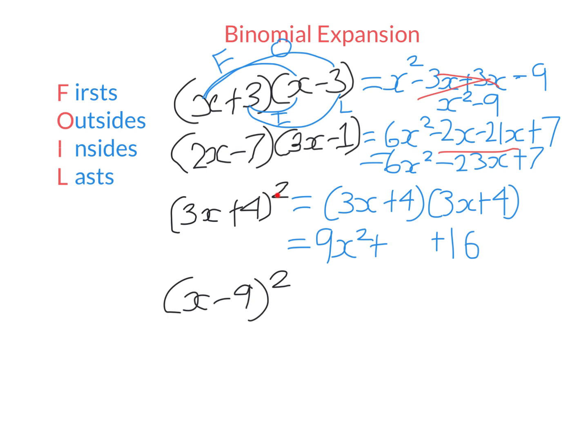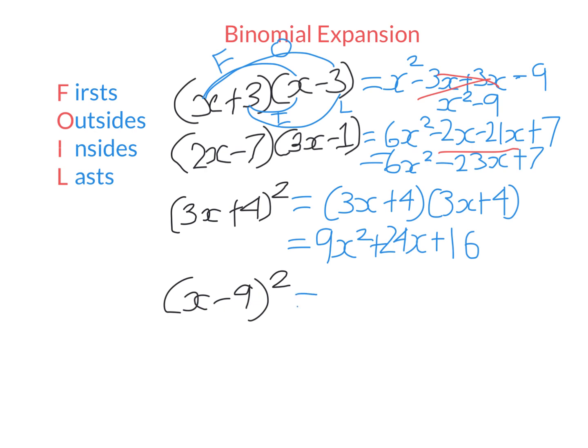So what goes in the middle is 2 times 3x times 4. So 2 times 3x is 6x times 4 is 24x. So that's the quick way to do it. If you don't like the quick way, don't understand it, you can use FOIL as normal. So I'll show you the quick way again here.